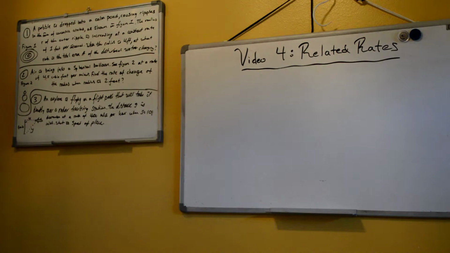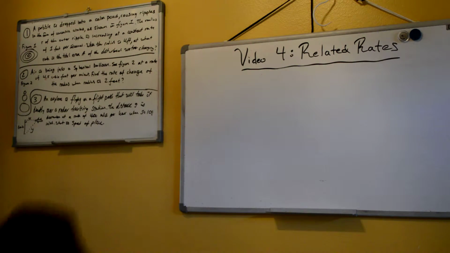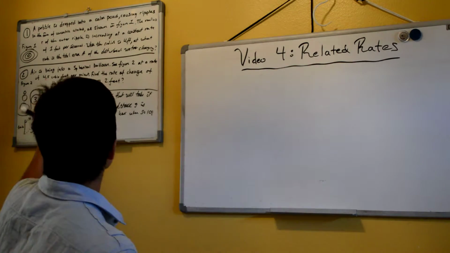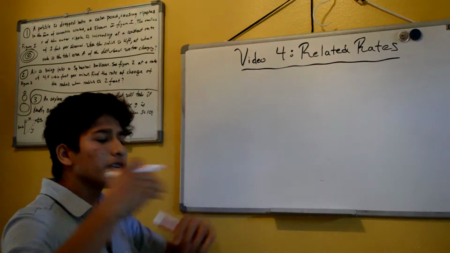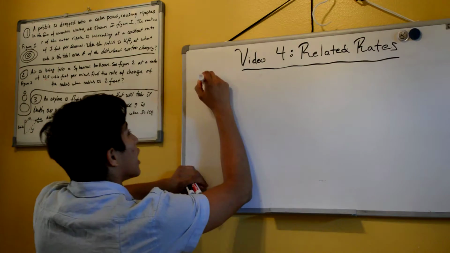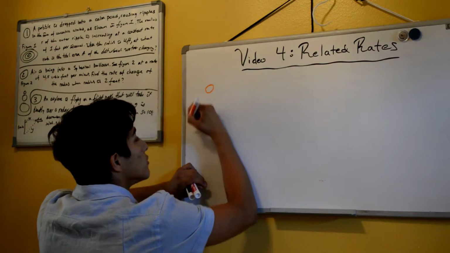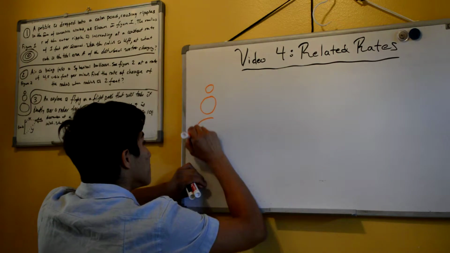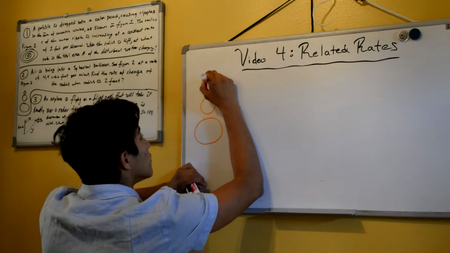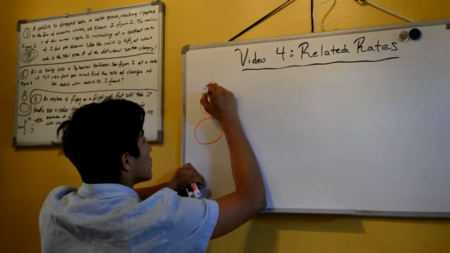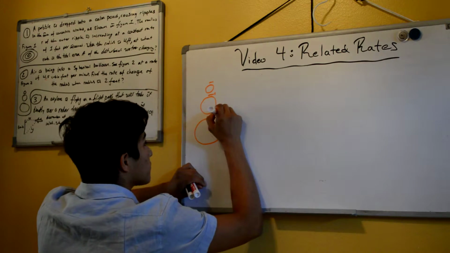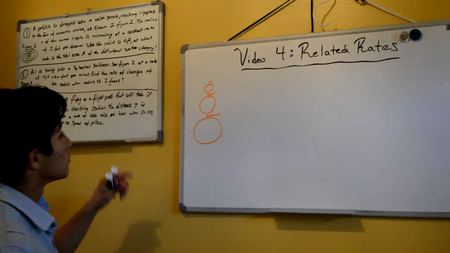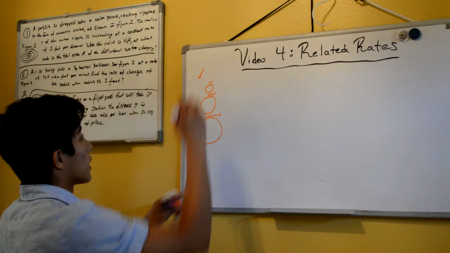So remember, step 1, draw your picture. Of course, over here they already gave you the picture, but you should always just draw it so you can help yourself. So here we have a balloon, and air is being pumped into it, so it gets bigger and bigger, and the radius of the balloon is also going to get bigger. So draw a picture, check.